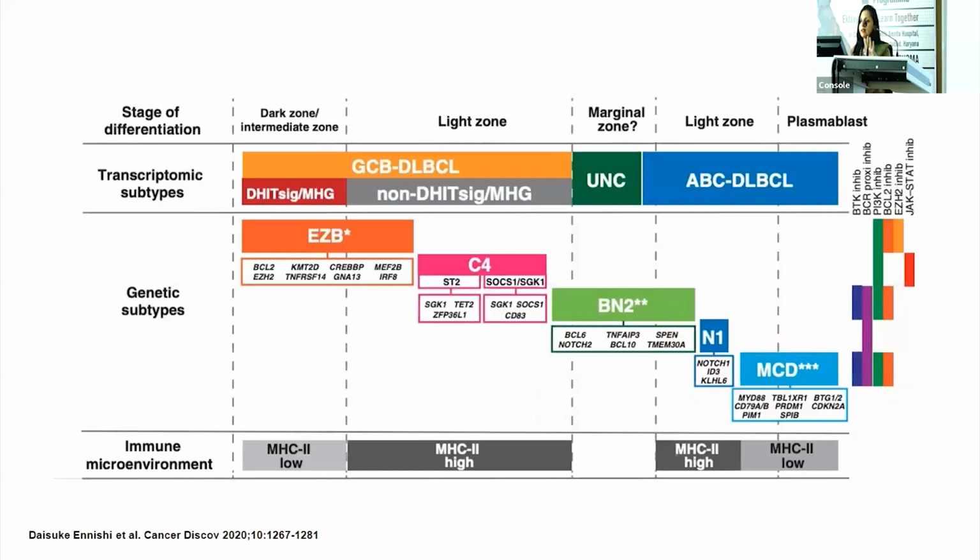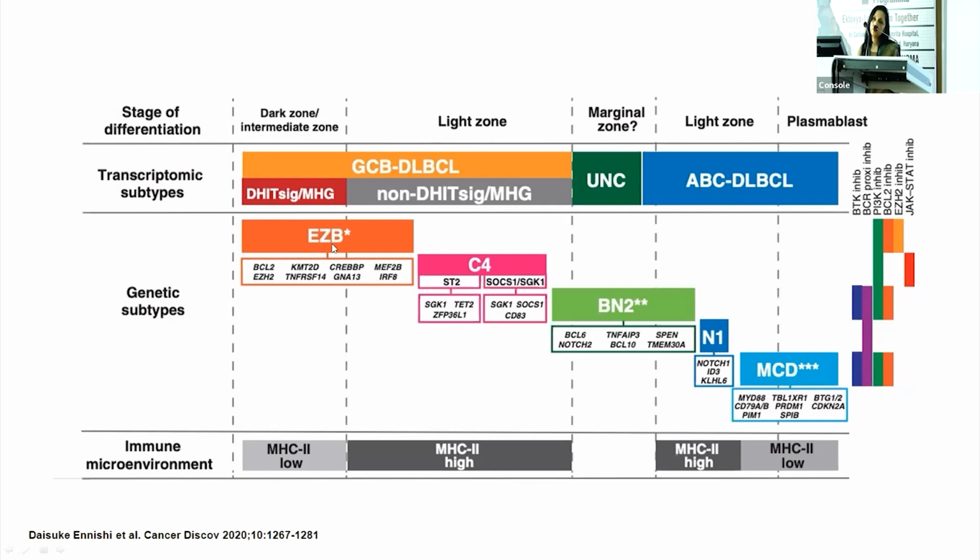This is a whole view to show you. This is the GCB type on IHC and the ABC type. Under the GCB type are your EZB and ST2 types, and under your ABC are your MCD and N1 types. And the double hit lymphomas, which we are doing on FISH, come under your EZB type.